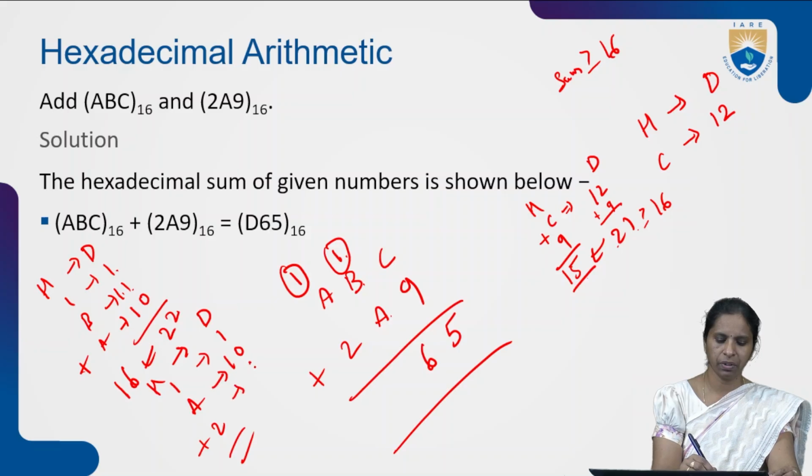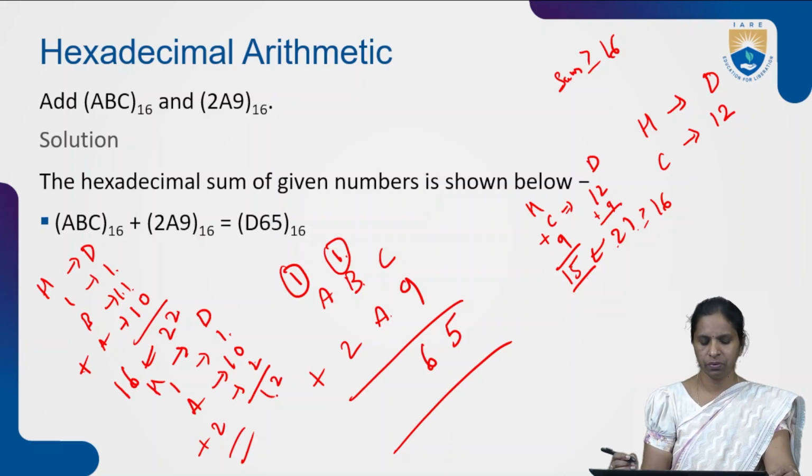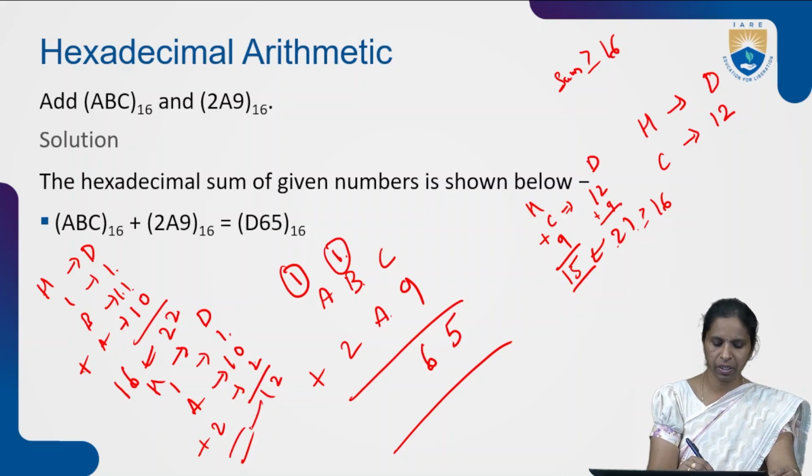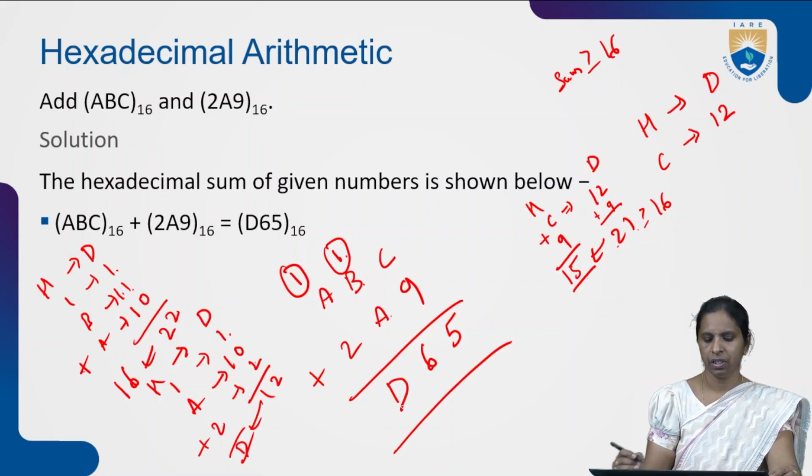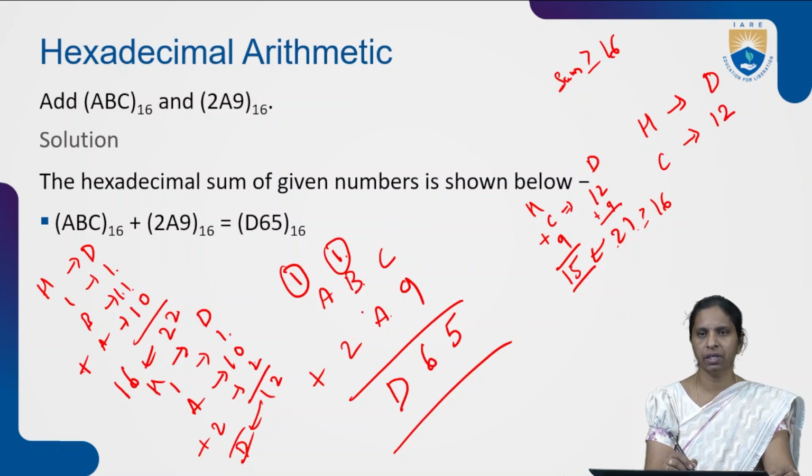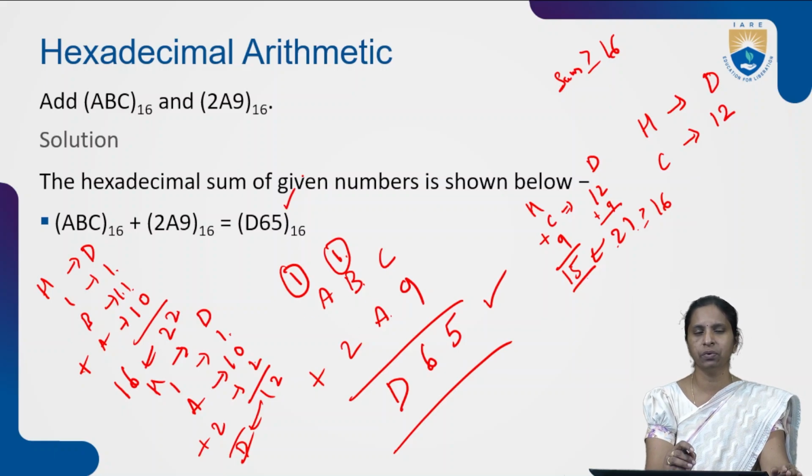10. And 2 is nothing but 2 only. So 1 plus 0, 2 nothing but 2. And here 12. Therefore, what is 12 in the hexadecimal number? Nothing but the alphabet D. Therefore, here D. Therefore, what is the addition of A, B, C and 2N? Nothing but D65 in the hexadecimal number system. Like that, you can perform the addition operation in hexadecimal numbers.